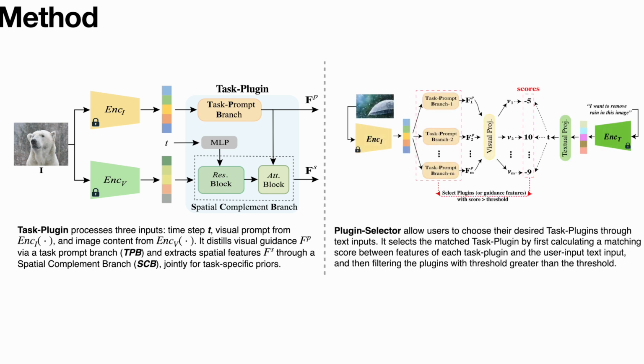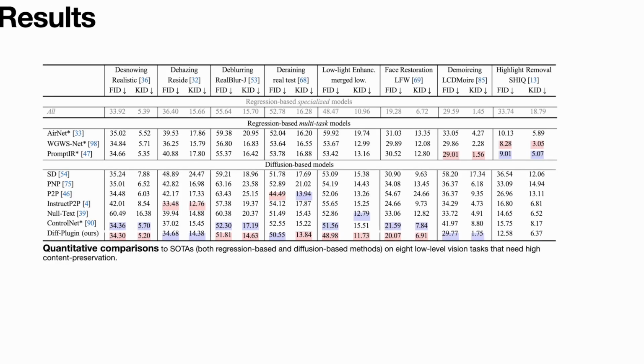The right figure shows the workflow of the plugin selector. We map the visual features and textual features of different task prompt branches to a unified latent space through a visual projection layer and a textual projection layer. Then, we compute the matching scores between the mapped visual features and textual features and select the plugins whose scores fulfill the requirements.